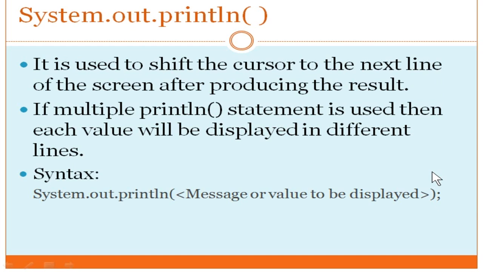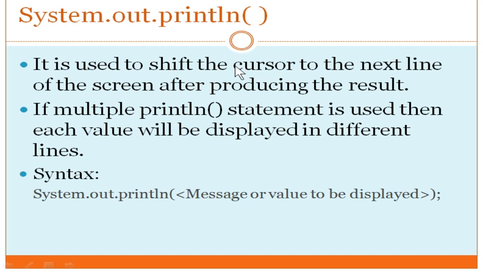Now you are going to see what is system.out.println. It is used to shift the cursor to the next line of the screen after producing the result. That also is a very important point. After displaying the output, it will shift the cursor to the next line. Okay, if once system.out.println is given, it will directly print on the first line itself.